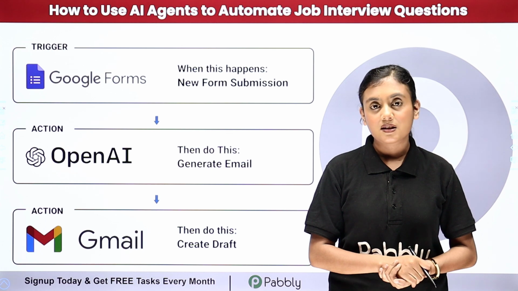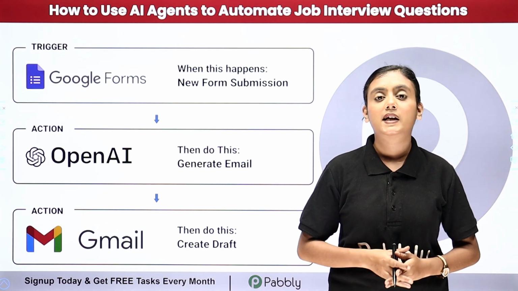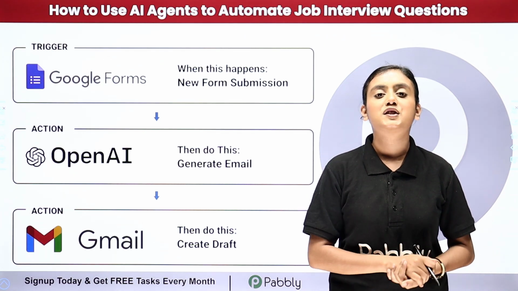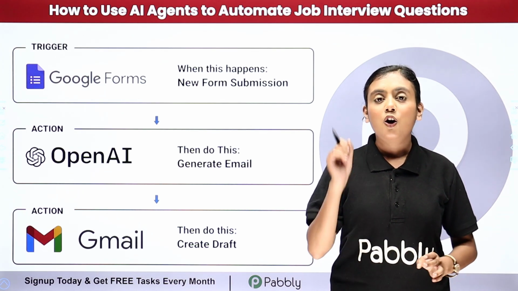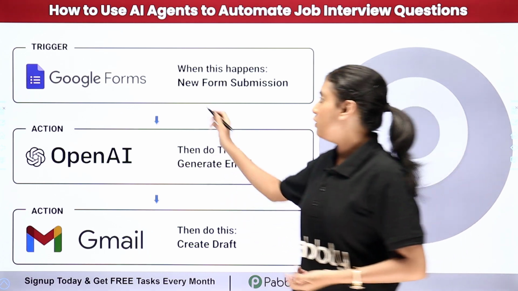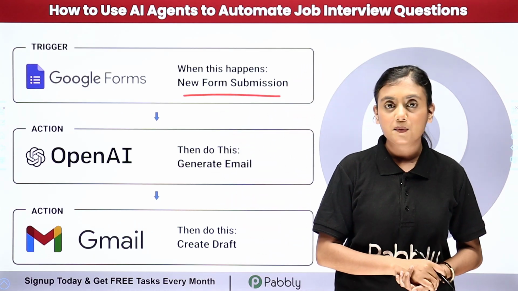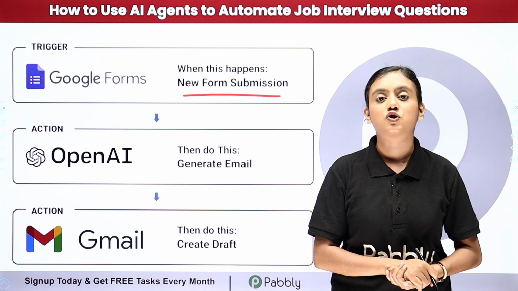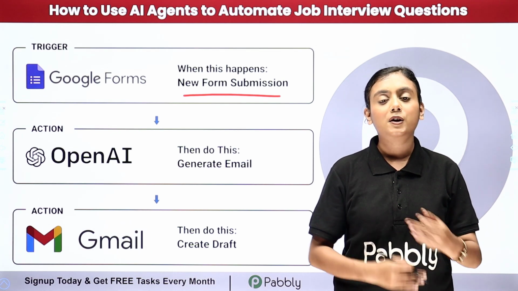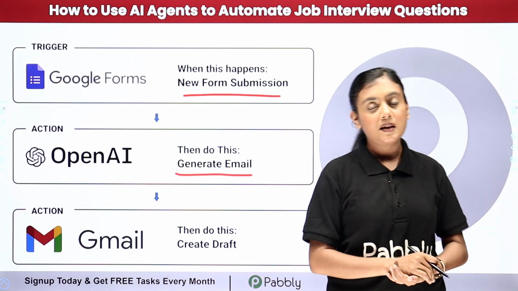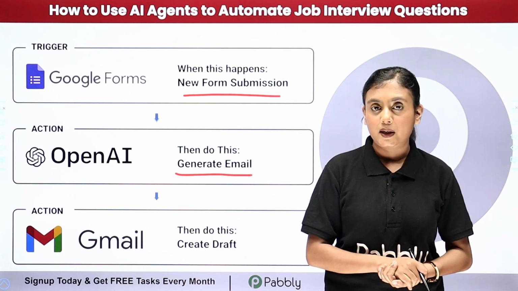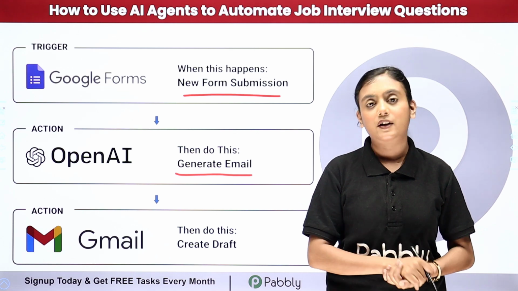So how this AI agent is going to work is that I have created a form with the help of Google Forms, with the help of which the candidates can apply for the job positions that I have in my business. As soon as a candidate makes a new form submission, in the form submission they are going to select the role, the job title. Automatically, according to the role and title, an AI agent is going to generate questions, okay? I have selected 5 questions, so the AI agent is going to generate 5 questions.